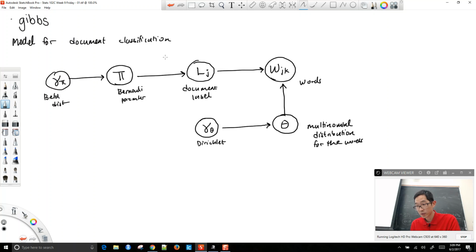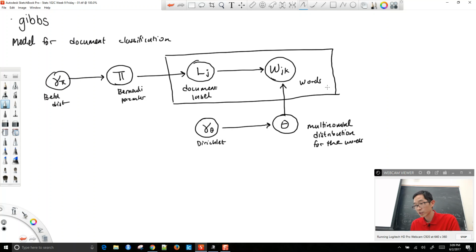And we have a plate to indicate this is the case for each document. We have n documents total. And then within the document, we are generating a bunch of words themselves. We have a total of r sub j words. R sub j is the number of words in document j. So this is where we left off.